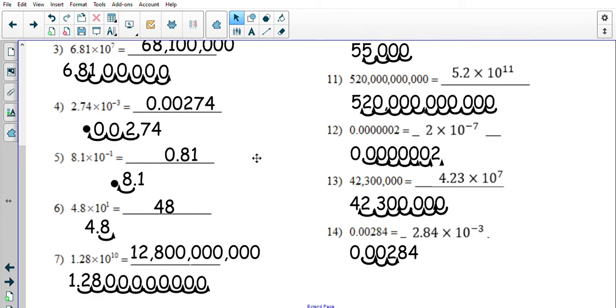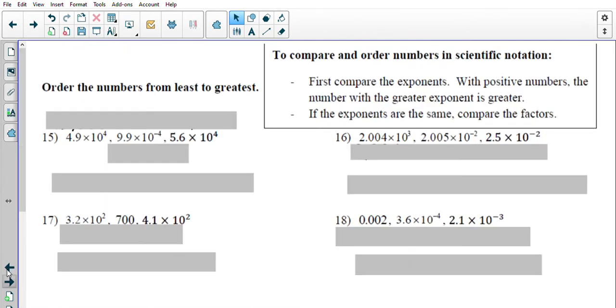I know I'm going through this quickly. Feel free, again, as you're working through the practice on this, to go back to these guided notes and look at them again. Look at the examples. Remind yourself how to do this. Our last few here are just ordering numbers from least to greatest. What I did was I actually wrote them out as numbers instead of being in scientific notation. You can compare them without doing this.